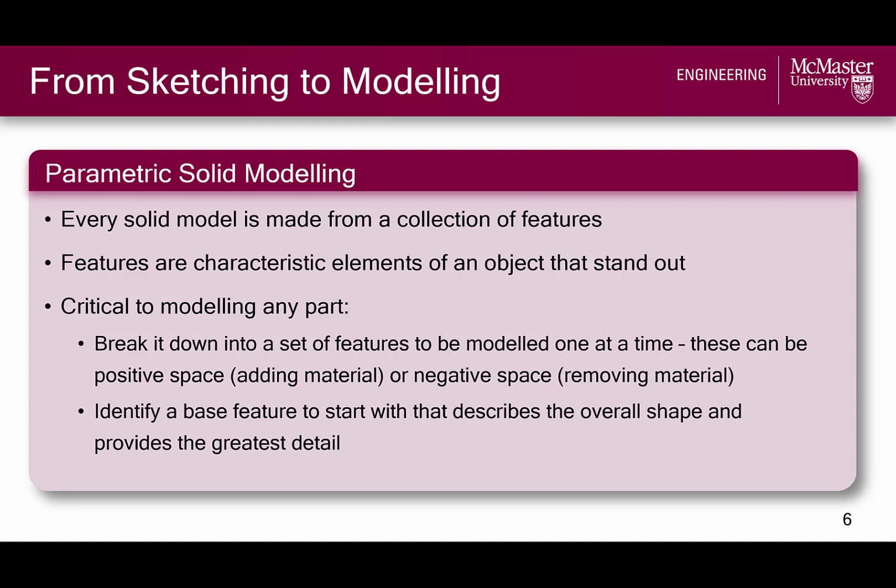And once we've determined the component features of an object, we then have to pick a base feature to start with. And to make our lives easy, the base feature should hopefully describe the overall shape or provide the most detail for the object being modeled. This way we won't have to add too many additional features afterwards. It's important to note that with parametric solid modeling, there really is no single right way to model a part. There are always multiple strategies that we can take to arrive at the same final part.